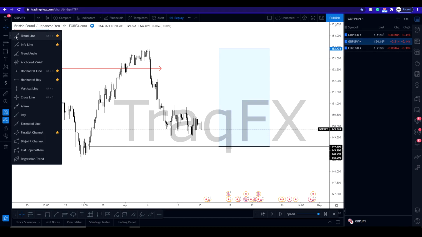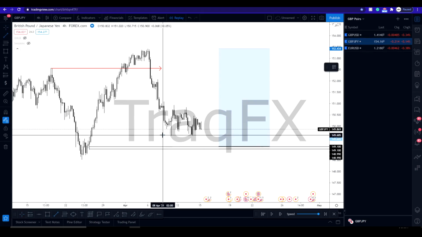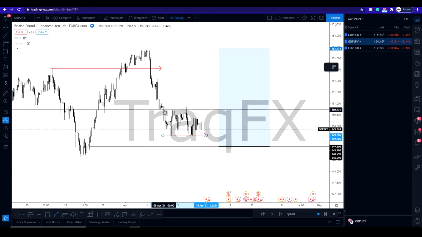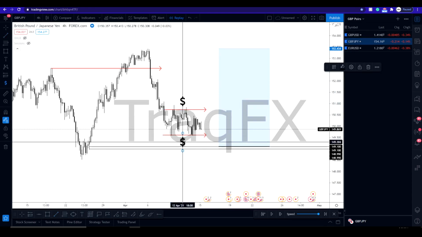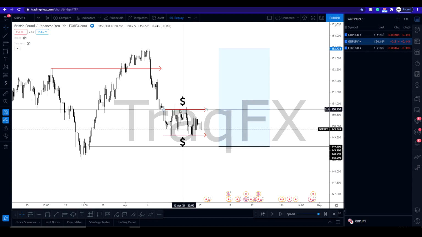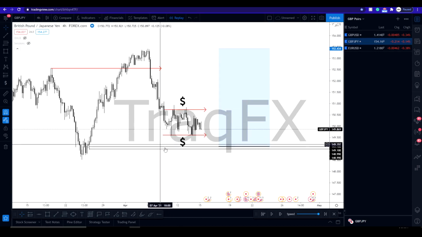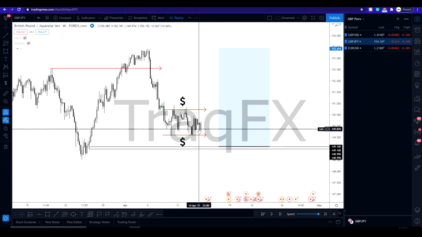Now, because we're institutional traders, we know that this is just liquidity. From the high to the low, this is all just liquidity. We have money resting above, and we have money resting below. We have resistance traders taking sells, and then we have support traders taking buys. And we know that money rests below.